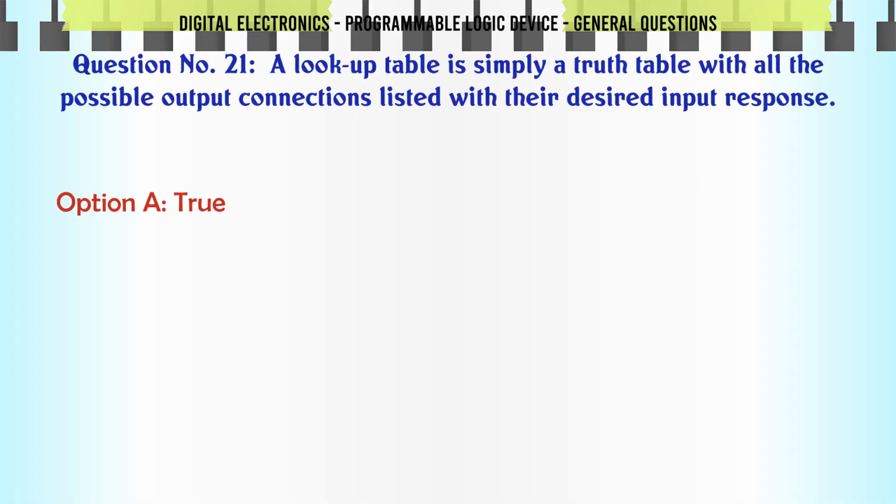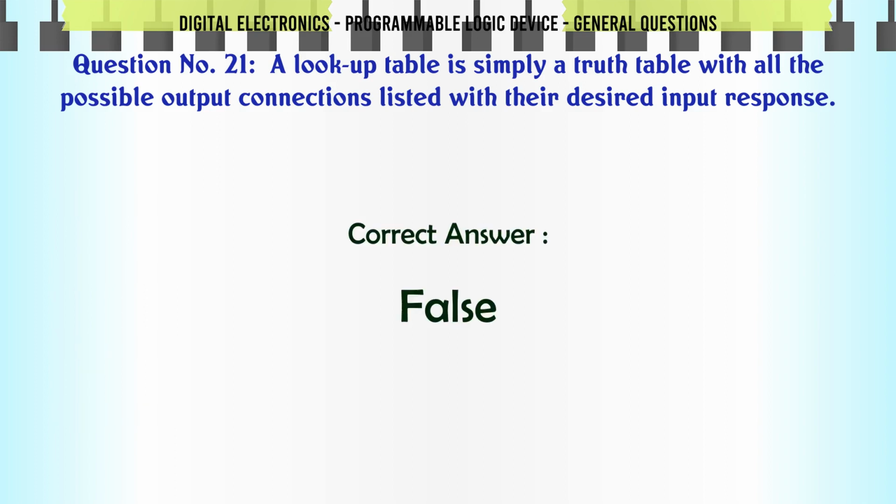A lookup table is simply a truth table with all the possible output connections listed with their desired input response. A. True. B. False. The correct answer is: false.